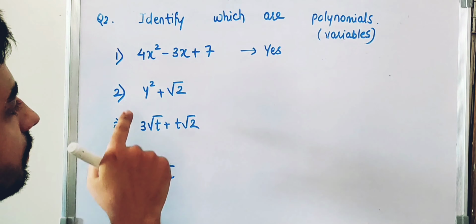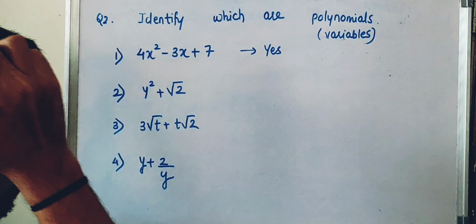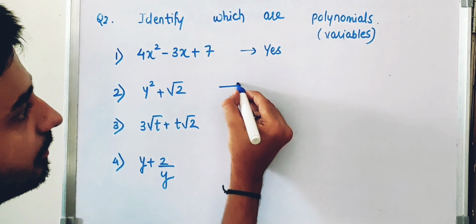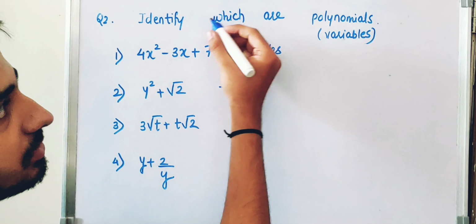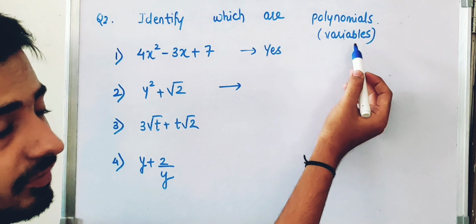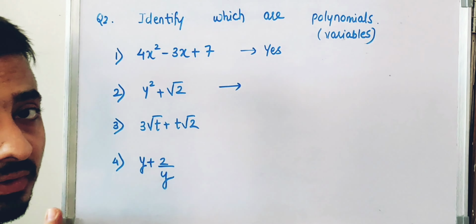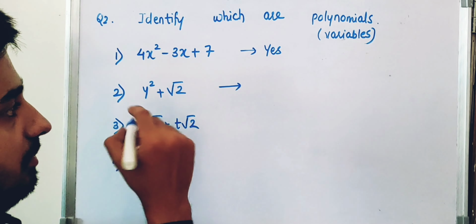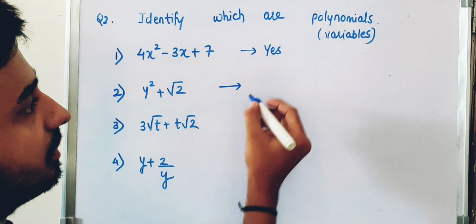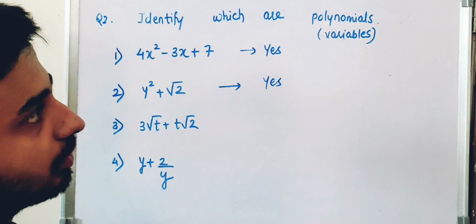Clear? Now question number 2. y square plus root 2. Focus on the variables. Whenever we have to identify polynomials, we have to focus on the variables. Y square, is the power of y in proper format? Yes. So is it a polynomial? Yes. It is a polynomial.